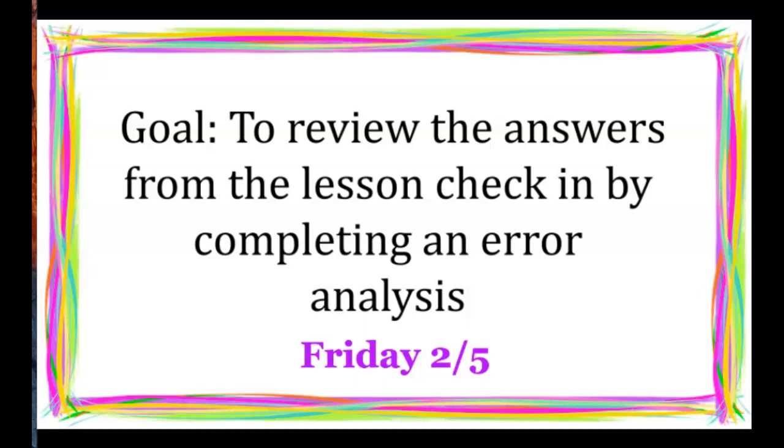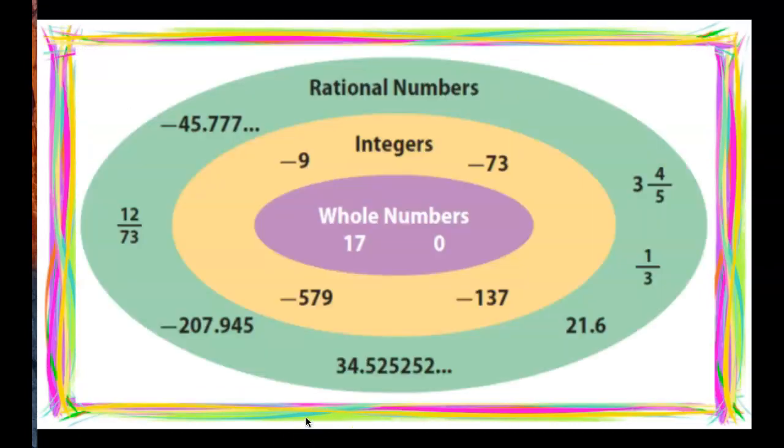We're going to review the answers that we have from yesterday's quiz. All right, let's look at what happened. Let's look over the answers that we have. So let's review a little bit. Rational numbers are these numbers over here, correct? Those are the rational numbers. The integers are here and whole numbers are there.